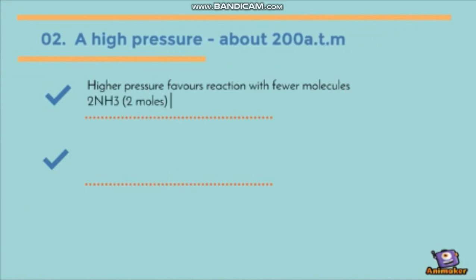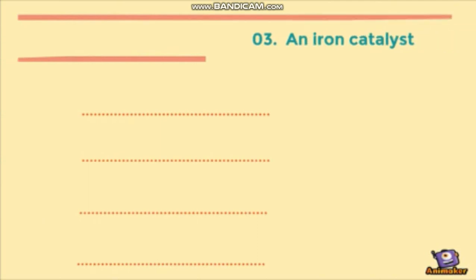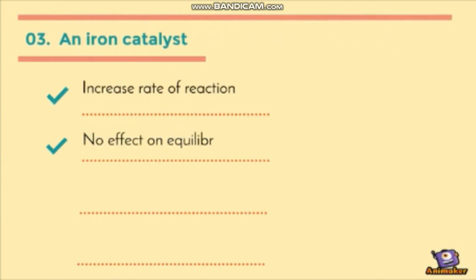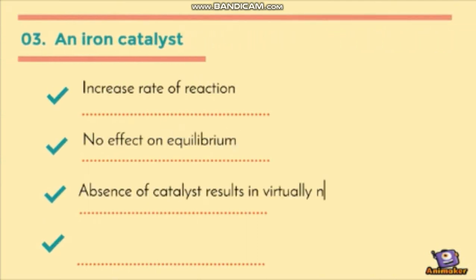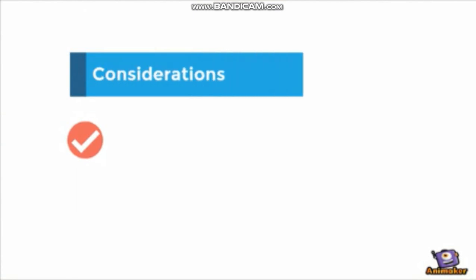Number 2, a high pressure, about 200 atm. Higher pressure favors the reaction with fewer molecules, and it also increases the yield of ammonia. Number 3, with the help of an iron catalyst, it increases the rate of reaction and it has no effect on equilibrium. The absence of catalyst results in virtually no reaction. Potassium hydroxide is also added to increase efficiency.